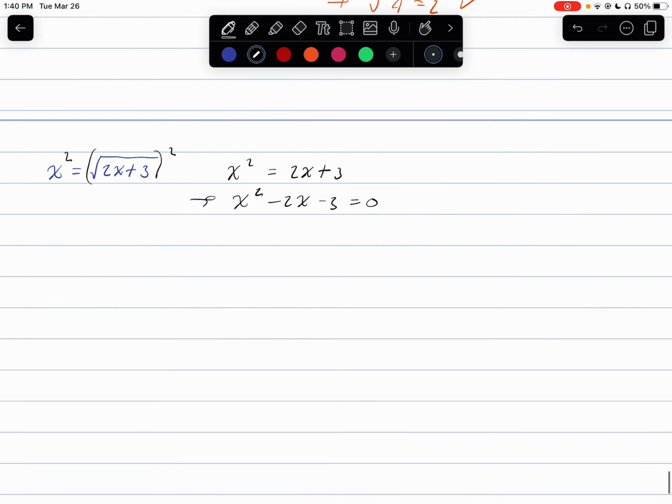Now we can try and solve this like any other quadratic equation. Remember, we want to find two numbers that multiply together to give us negative 3 and add together to give us negative 2. And negative 3 and positive 1 should do that. So we have x minus 3 times x plus 1. Negative 3 plus 1 is negative 2, and negative 3 times 1 is negative 3, so we're good there. That means our two possible solutions are x equals 3 and x equals negative 1. Let's check each of these.